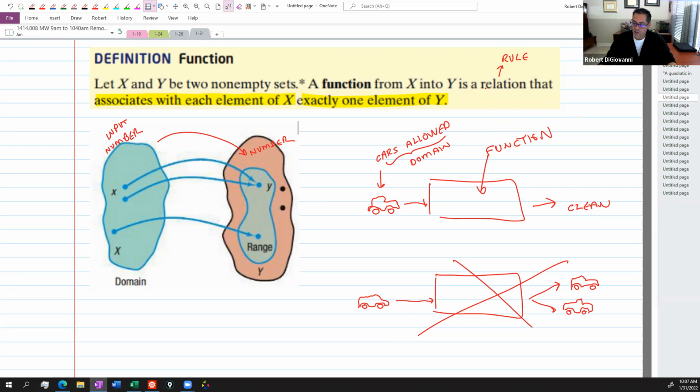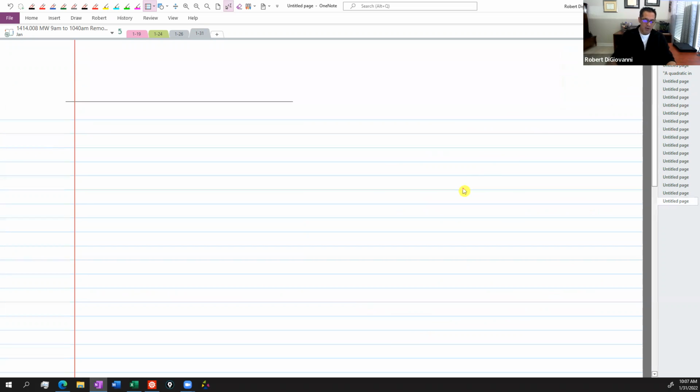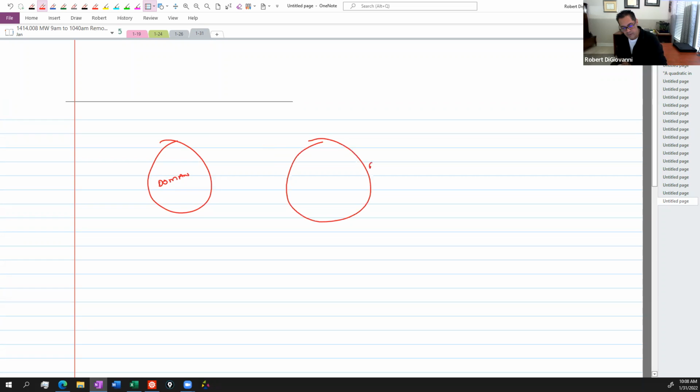So I'm gonna draw you a picture. This is kind of like the common way we look at functions. Imagine there are numbers here. This is the domain of the function. And here's the output, which we call the range of the function. And tell me whether or not this is allowed.